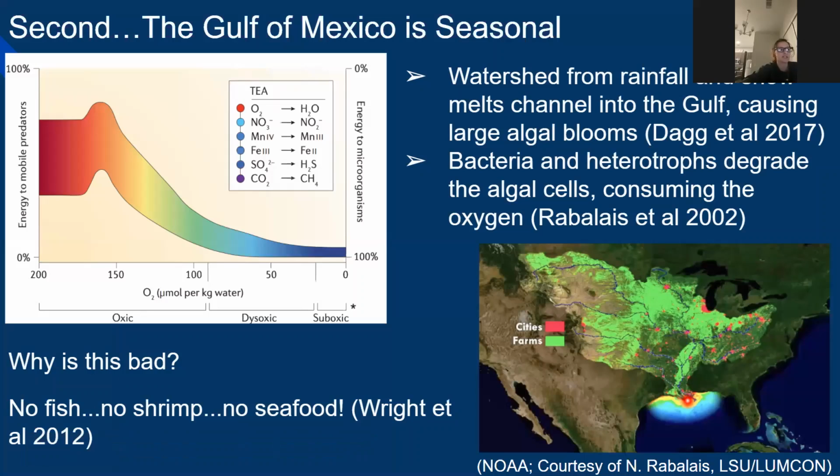When the bloom sinks, bacteria and heterotrophs decompose the phytoplankton and the algae and consume the oxygen. This causes the hypoxic regions in the Gulf. This is bad because the macroorganisms leave the area, meaning there's no seafood for the seafood industry to use.